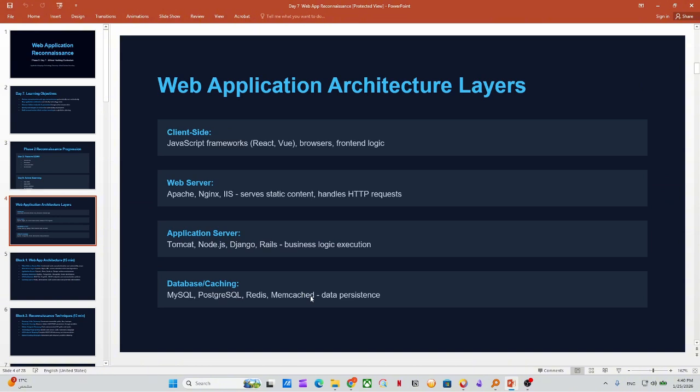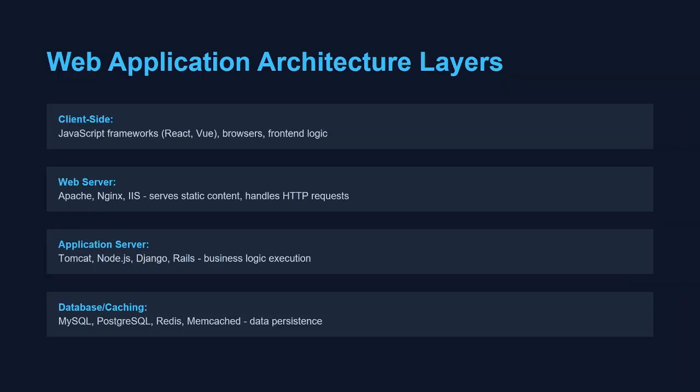Okay, so the web application architecture layers. We have the JavaScript framework, client side, React, Vue, browser front-end logic, and we have the web server, which can be Apache, Nginx, IIS, and serves static content, handles HTTP traffic. And we have the application server also, Tomcat, Node.js, Django. We have the database: MySQL, PostgreSQL, Redis, Memcached. So these are the concepts that we need to understand.